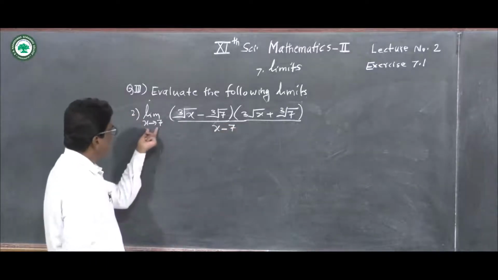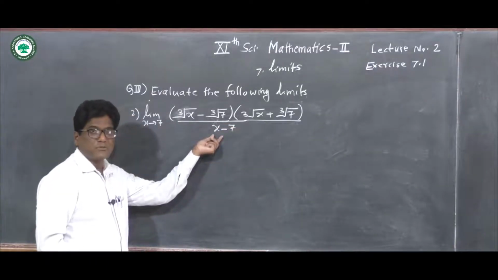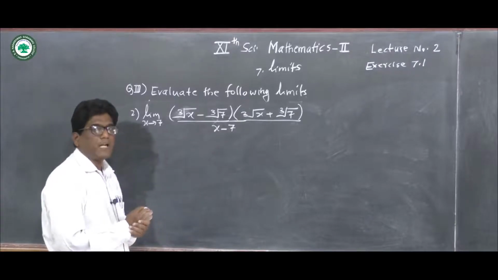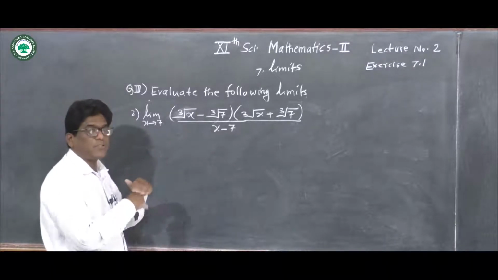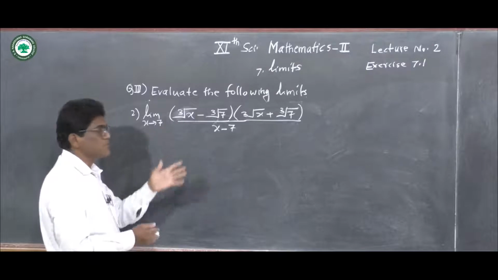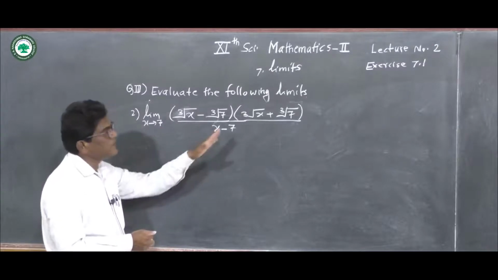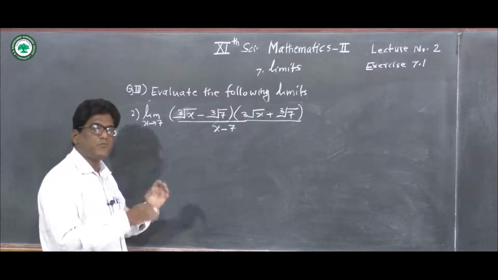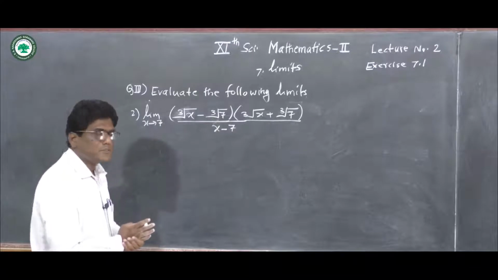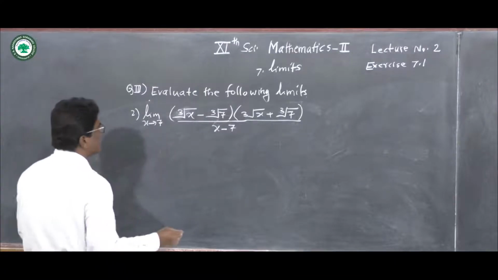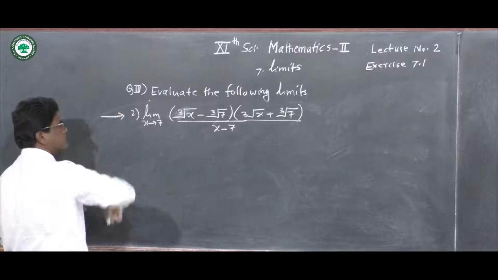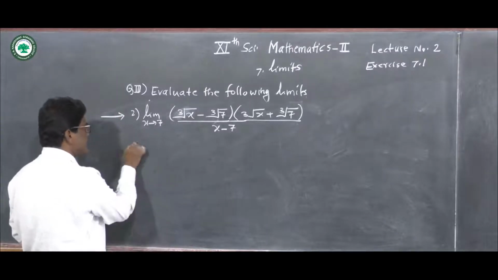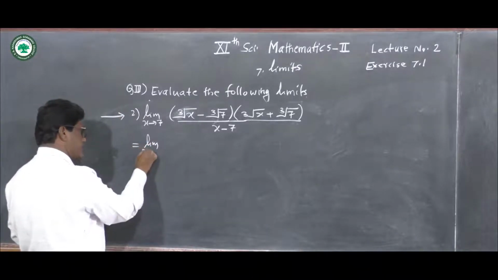If we put x as 7 directly, the denominator becomes 0, so we have to remove this difficulty. When the denominator is not equal to 0, we put x equal to 7 directly in the problem, or we may use a formula here. So we start the solution from here. We write this as the limit as x tends to 7.